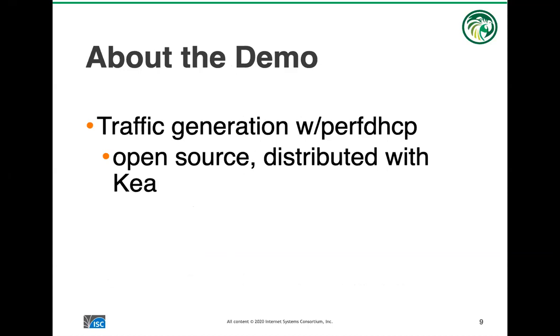So the demo is going to be of a development snapshot version that Tomek is running locally. We're generating traffic using perfdhcp. Perfdhcp is an open source utility. We use it for performance testing. You can use it for simulating clients. That's what we're doing with it today. And it's part of the Kea open source.